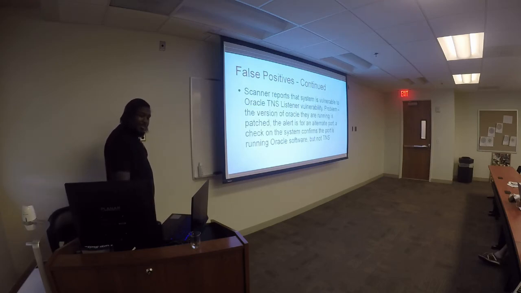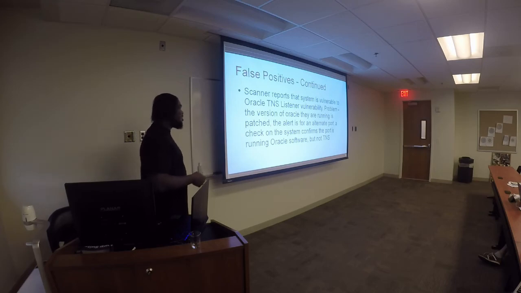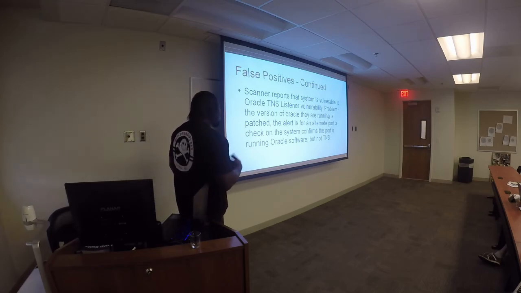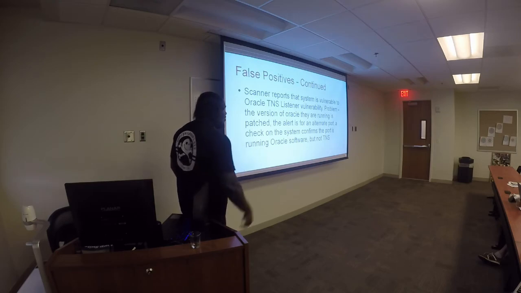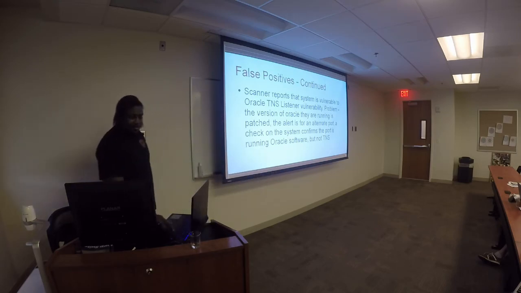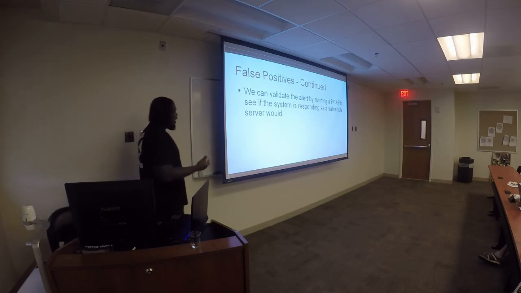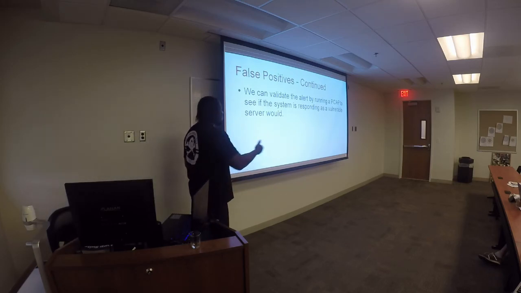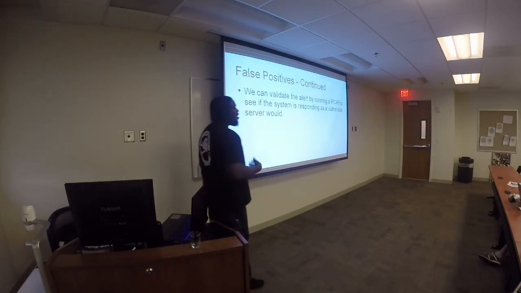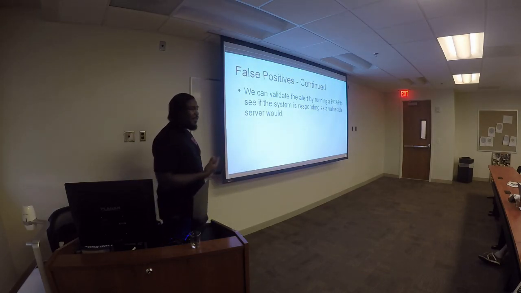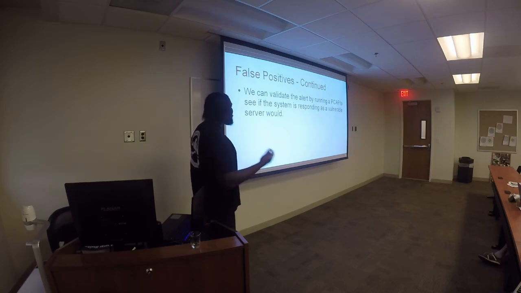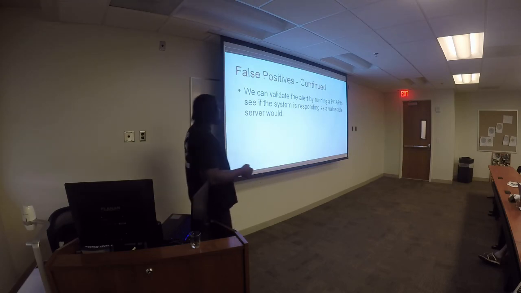Another example, the scanner reports that the system is vulnerable to an Oracle TNS listener vulnerability. The problem, the version of Oracle that they're running is patched. The alert is for an alternate port that's not the normal one that the vulnerability is found on. And the admins confirm that the system is running Oracle software, but it's not TNS. Again, same thing. You have to verify the data by seeing what the scanner is looking for, and then seeing how the system responds. Oftentimes, at least in my experience, that's the best way to verify true positives versus false positives outside of exploiting a vulnerability.